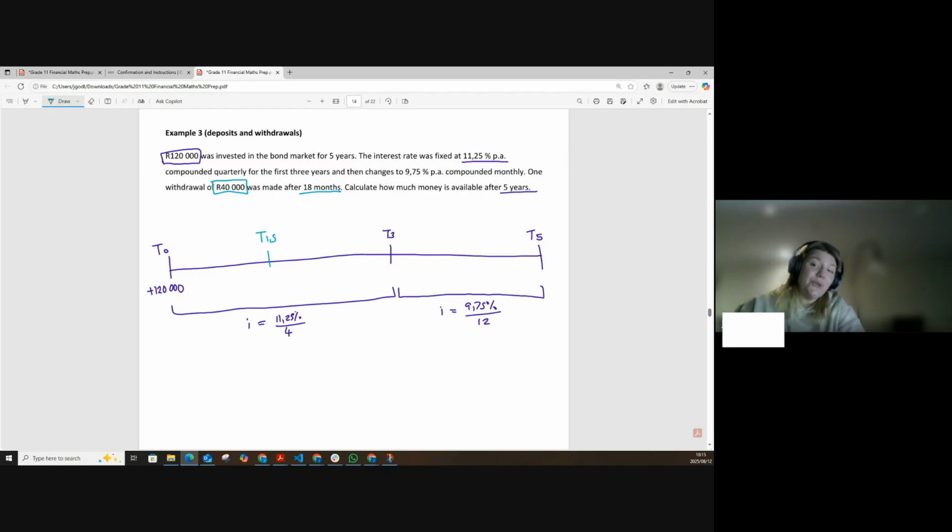Now, if it's a withdrawal, if I'm taking that money out, am I going to have a plus sign or am I going to have a minus sign? I'm going to have a minus sign. Good.